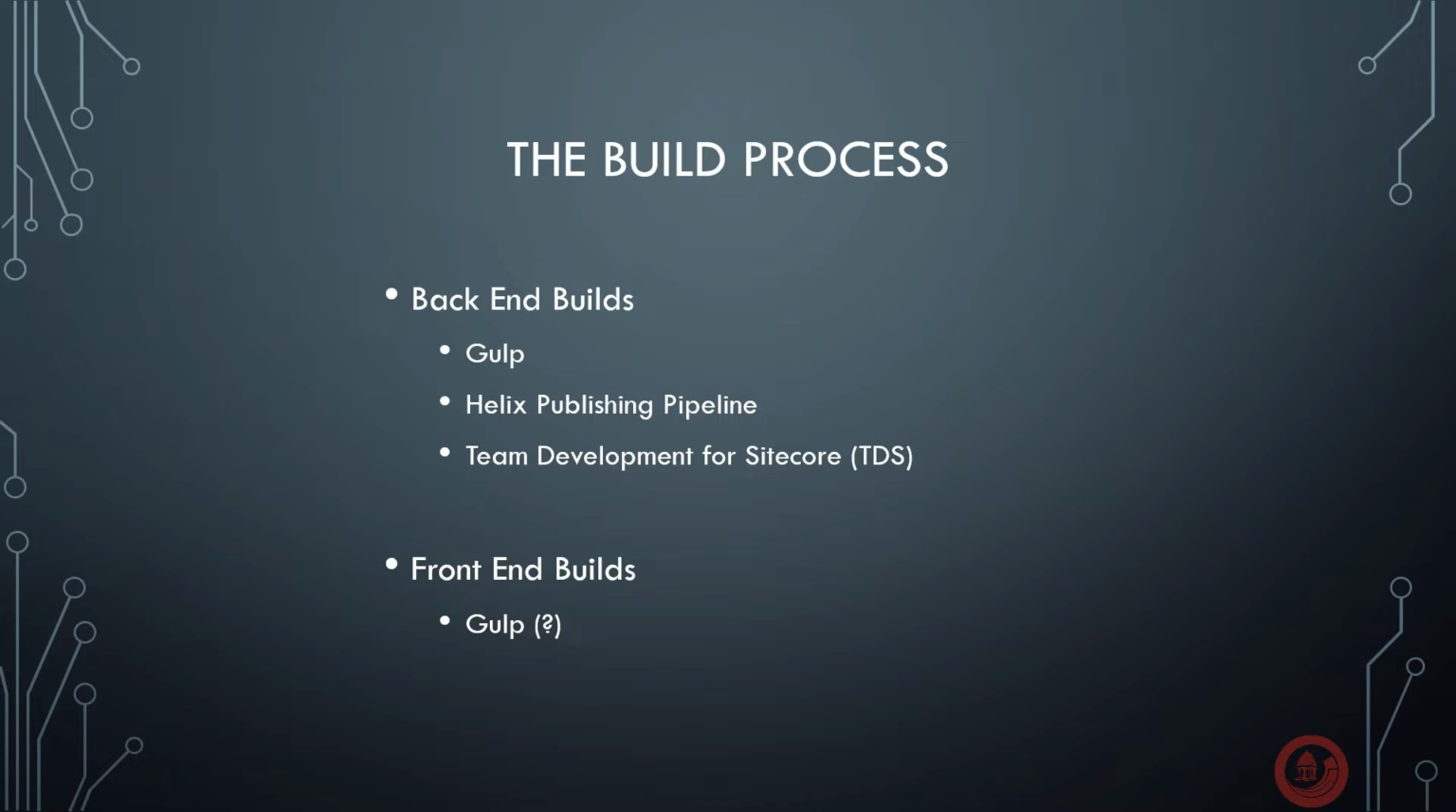Then Helix Publishing Pipeline is where it dynamically gathers the references of all the projects that you need to publish into a single project, and then you can just publish that one project, and the publishing properties are unified using the publishing targets file. And the third way is using Team Development for Sitecore, or TDS, where you can create a deploy project and enable file deployment on that and add references to all the projects that you're trying to publish.